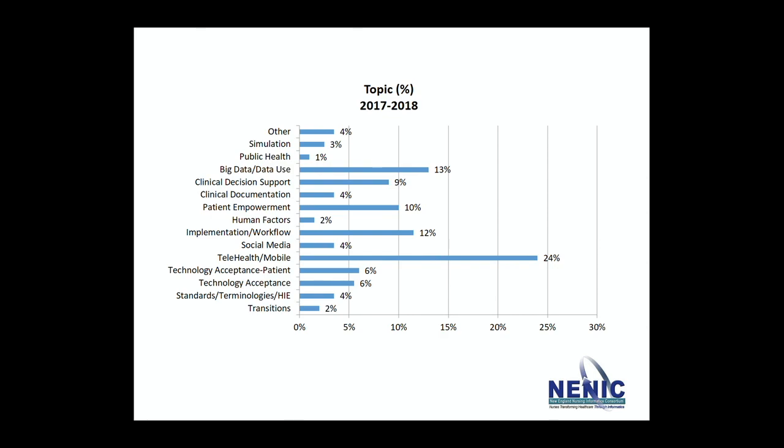Lot of articles on that. Look at that. It's the biggest item out there. 24% of the articles I read had to do with telehealth or mobile health. All right? Big thing. If I looked at last year, I do have a bar chart on that. It was much smaller. All right? So telehealth is a big thing.